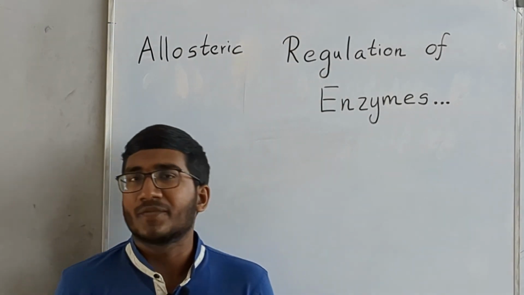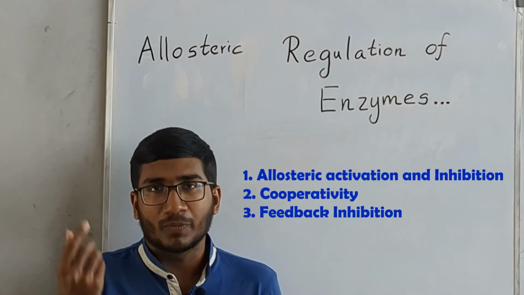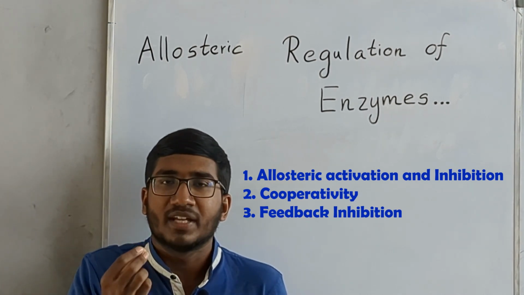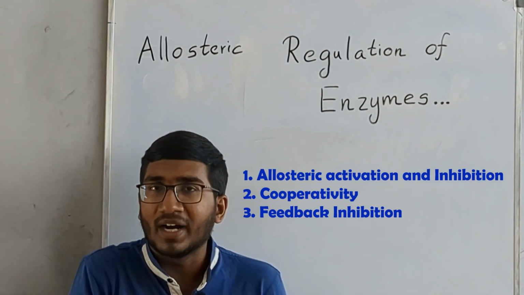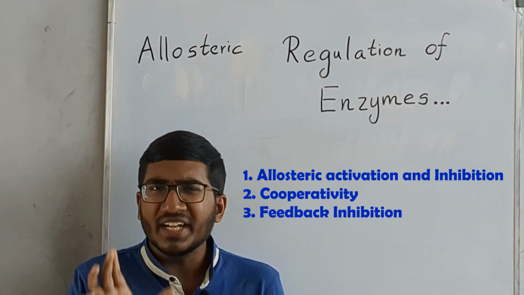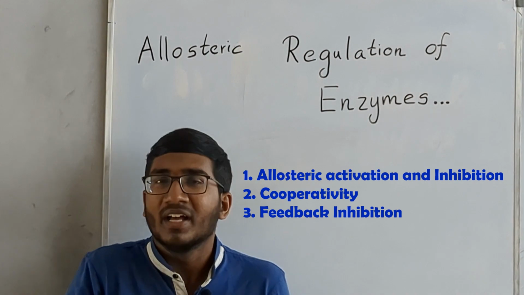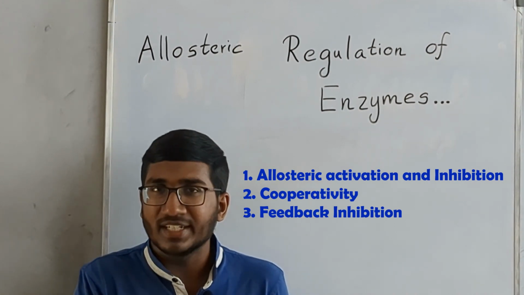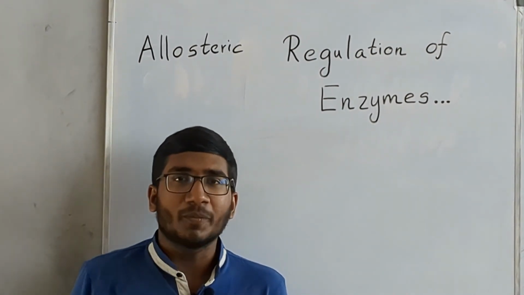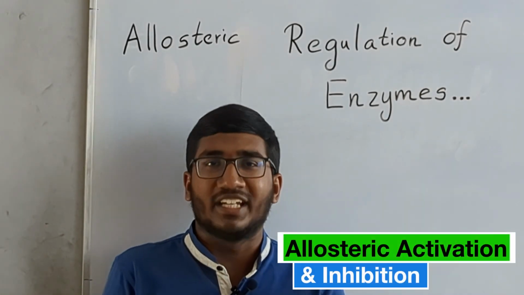According to our A-level syllabus, we have three subtopics under the topic allosteric regulation of enzymes. We will discuss them one by one and understand each and every theory point so that we can easily face our A-level examination when questions are asked regarding the following topic: allosteric activation and inhibition.